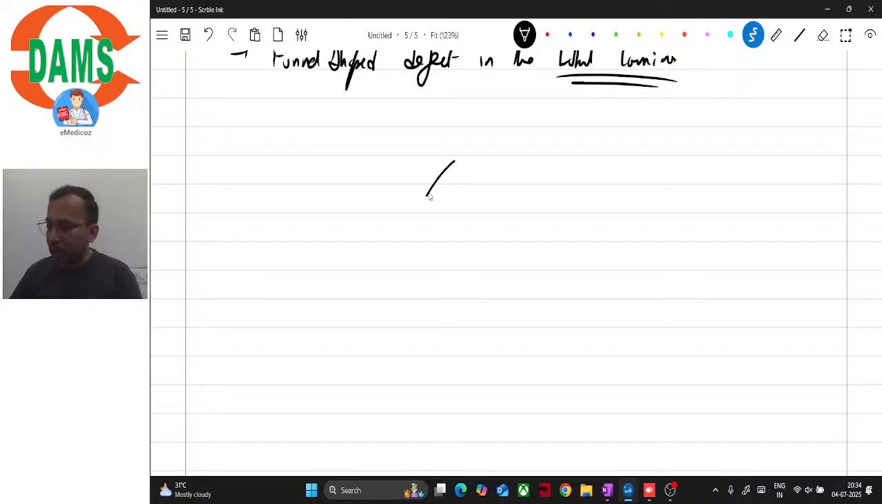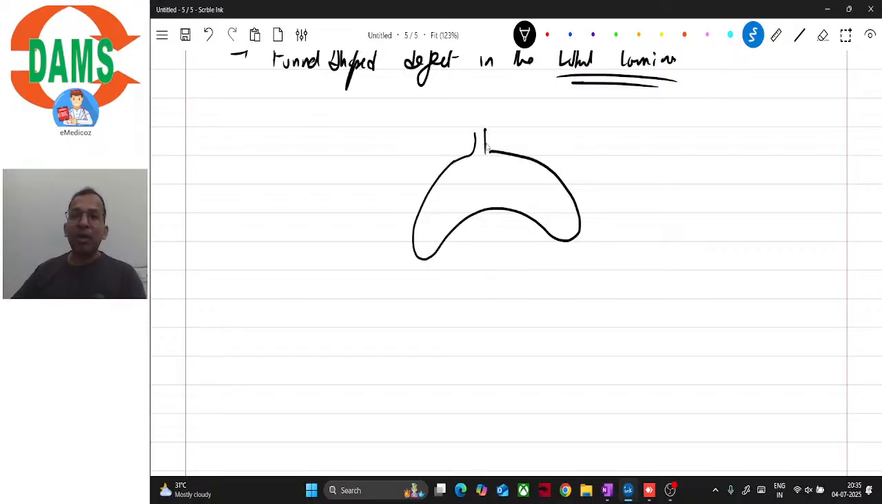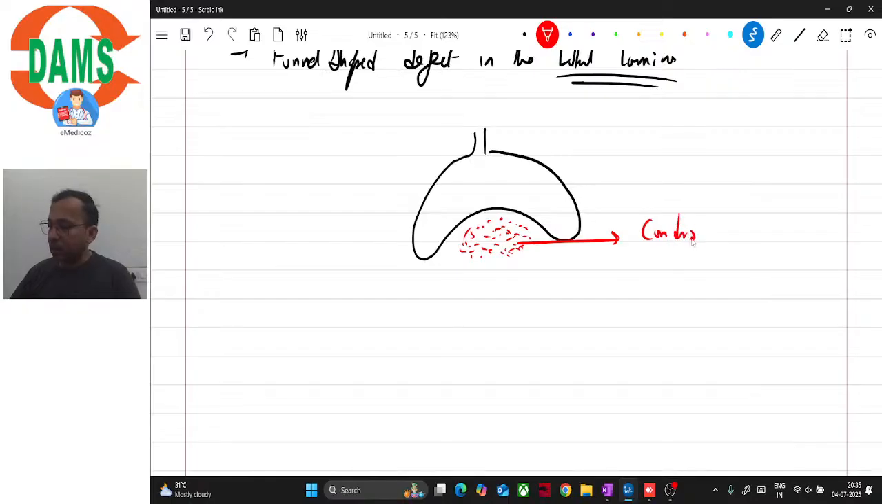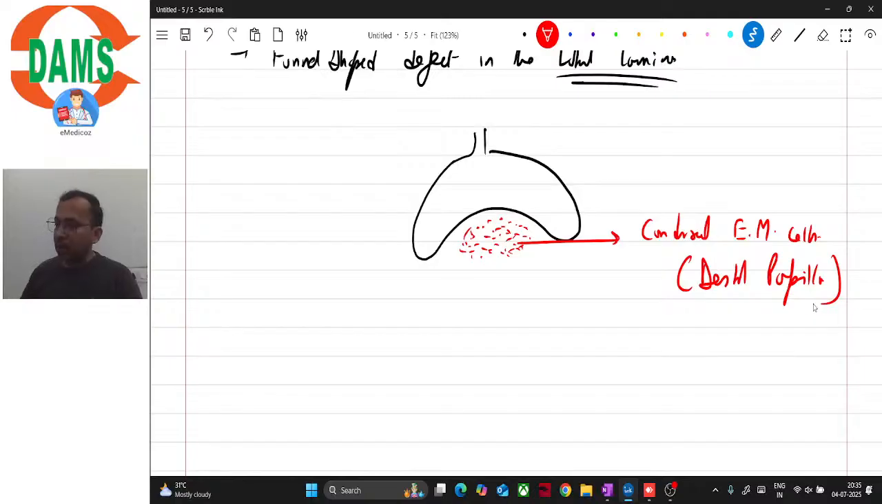What else happens at this stage? So apart from the histodifferentiation and morphodifferentiation in the enamel organ, the ectomesenchymal cells will now condense in the concavity of this enamel organ, and these condensed ectomesenchymal cells are known as dental papilla, right?